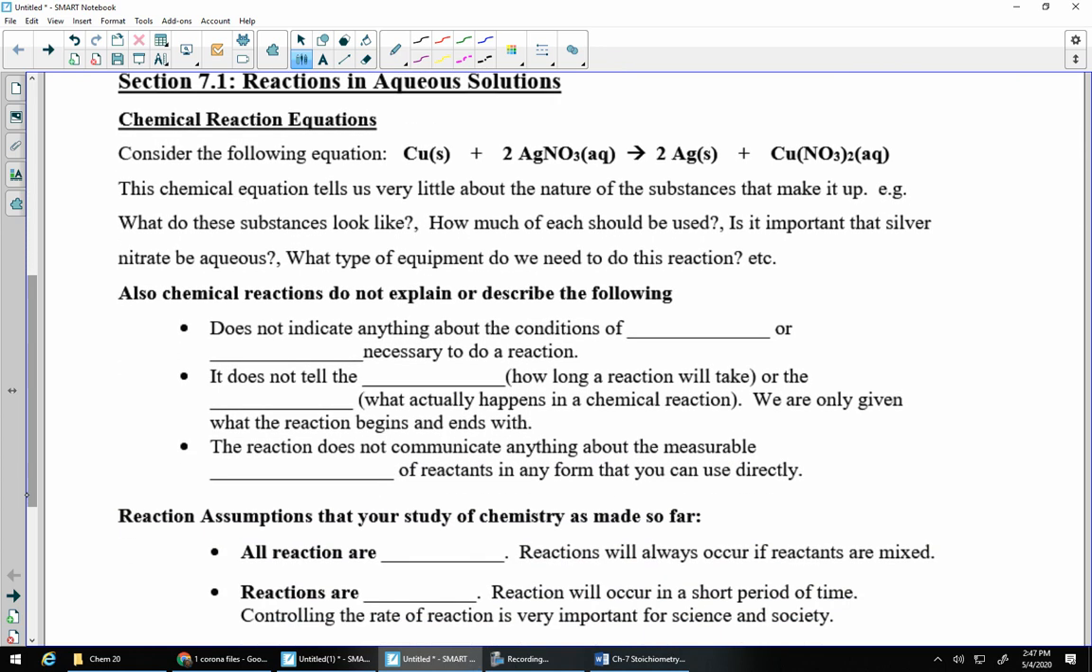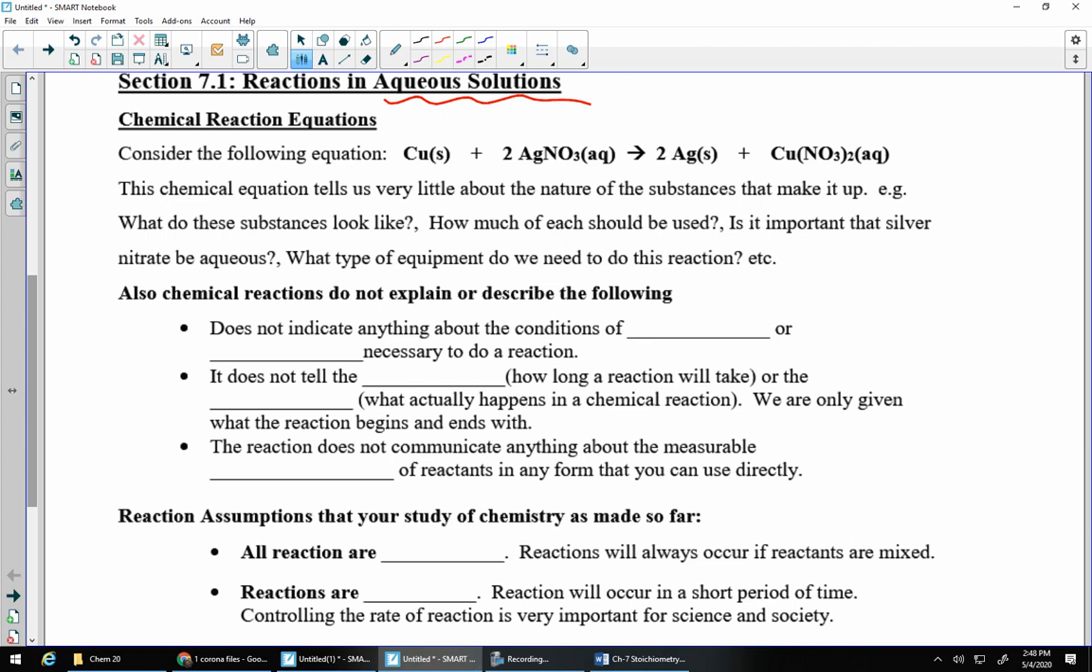Cool. So what we're dealing with here for this is similar ideas. The quantitative part, so the numbers, but we're also dealing with those qualitative, so those diagnostic tests to try and figure out what exactly is there. We're doing it inside of aqueous solutions.